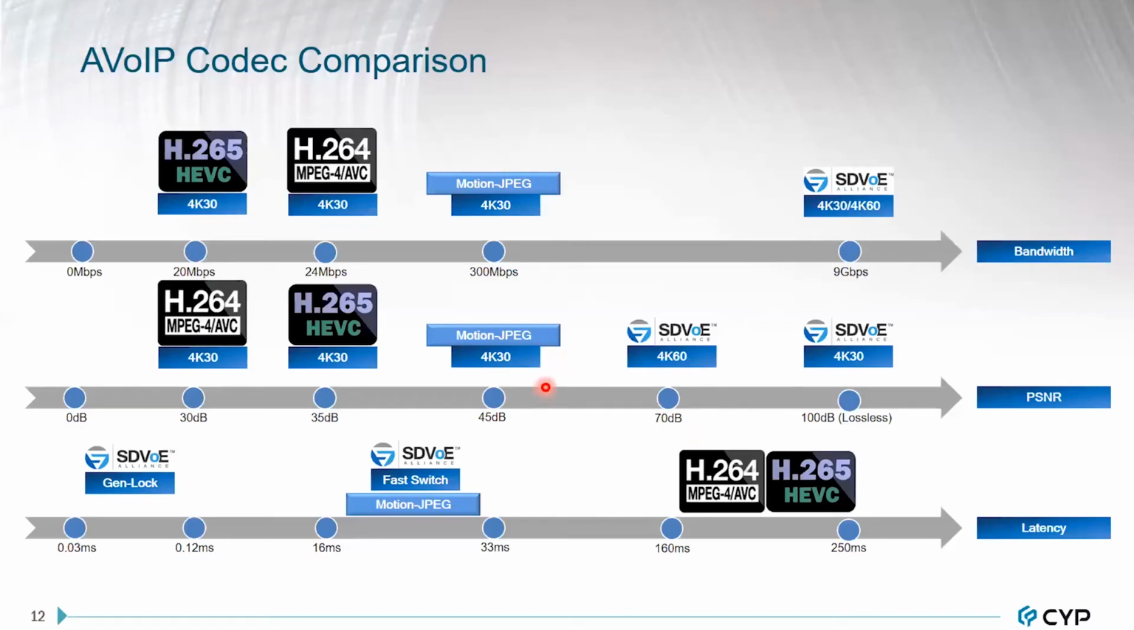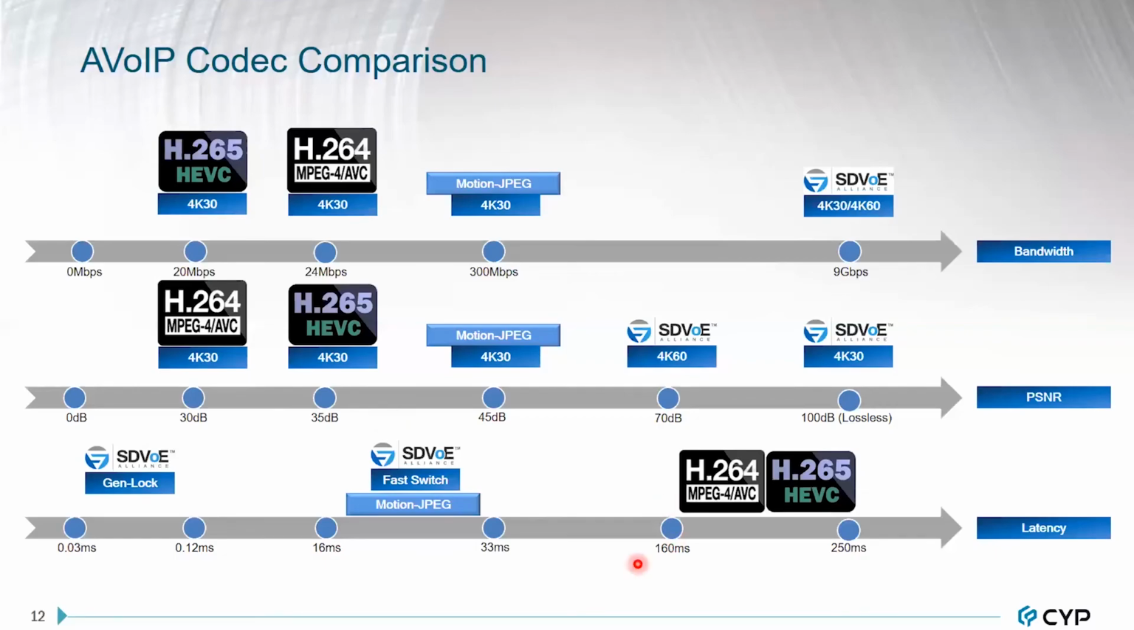The 1G AVoIP used in the sports bar application case uses the motion JPEG codec, which uses 30 times compression for 4K30 resolution, and the PSNR is reduced to 45 dB. The next codec is H.264 and H.265. This codec is more commonly used in the security industry, with a compression rate of up to 300 times, and the PSNR drops to about 30 dB.